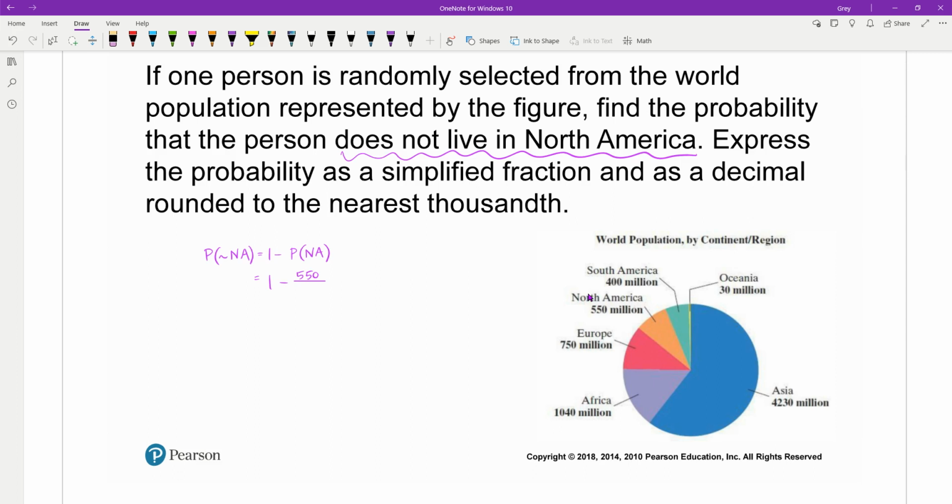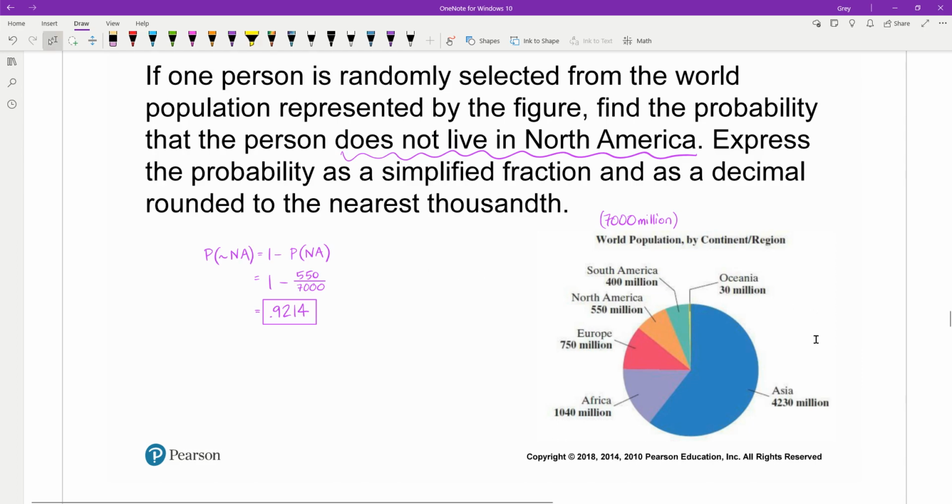So I'm going to have 1 minus how many in North America? 550. And what's my total world population? Well, I have to add all those up, and when I do, I get 7,000 million. That's going to be my denominator. When I put that in my calculator, I didn't give that as a simplified fraction, I only gave it to you as a decimal. If you want to give me that simplified fraction, I'll give you a piece of candy.